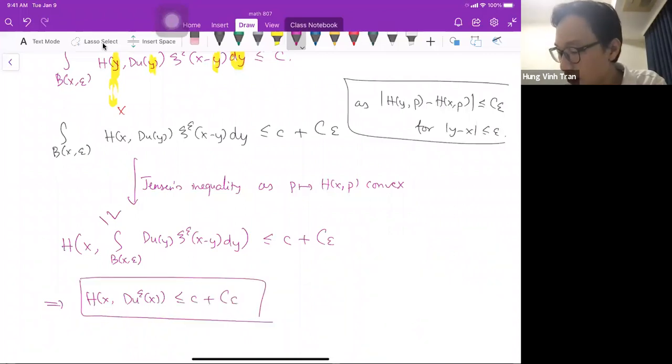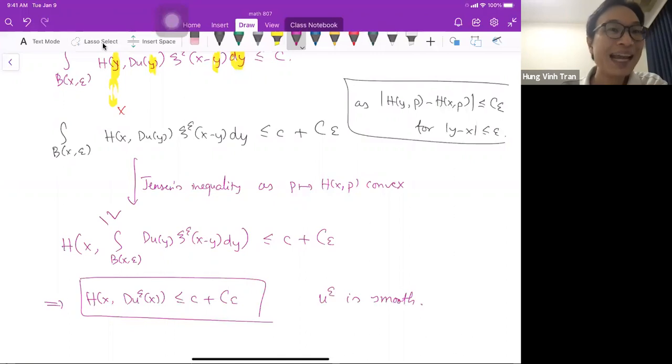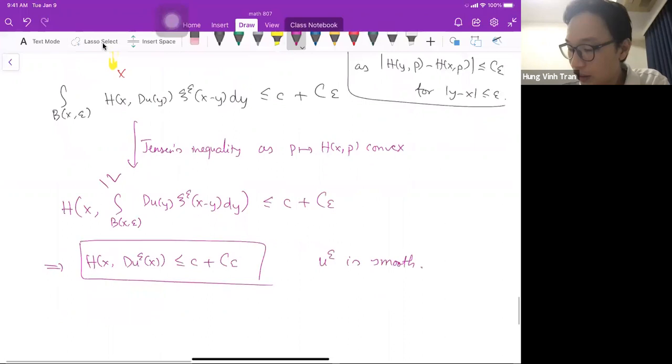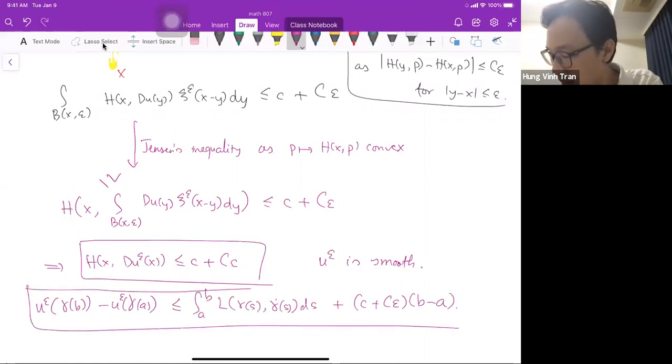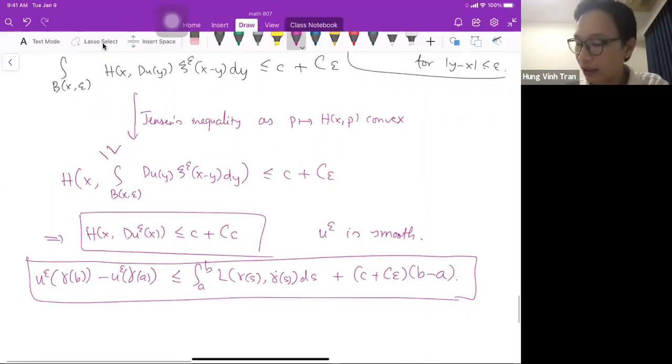Okay, and this is good as u epsilon is smooth, right? Okay, now I can use exactly the earlier theorem we proved, right? But for u epsilon, because we proved it for u is C1, but in this case u epsilon is smooth. So you can see that from here you have u epsilon of gamma b minus u epsilon of gamma a less than or equal to the action functional, L of gamma s, gamma dot s ds, plus C epsilon. I have to pay the price of C epsilon, right? Times b minus a. Okay, so this is amazing. We have that. Now you let epsilon go to 0. You're done.